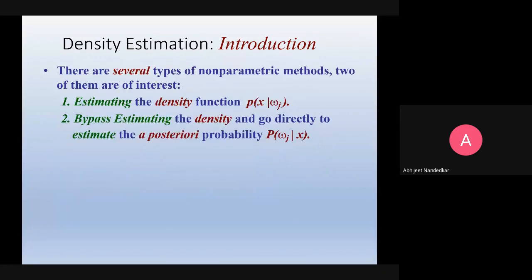So there are several types of non-parametric method. Two of them are of our interest, that is estimating the density probability of x given omega j, and the second one is estimating directly the posterior probability, that is probability omega j given x.